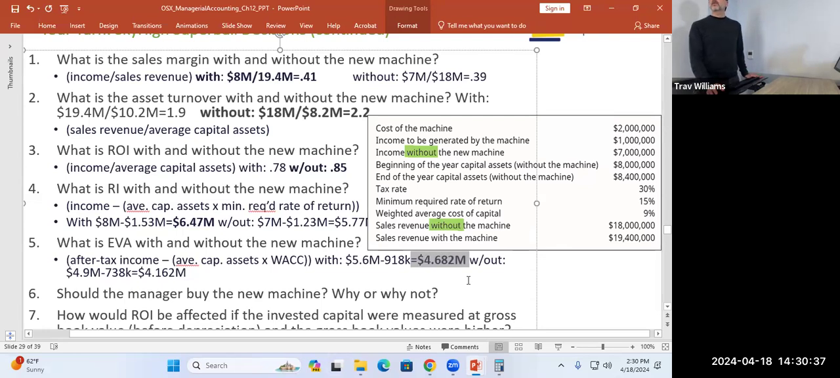So we've done it. We've crunched all the numbers. The sales margin is better with the machine. Asset turnover is better without. ROI is better without. Residual income is better with the machine. And so is EVA. All right. So what do we do? Do we buy the new machine?